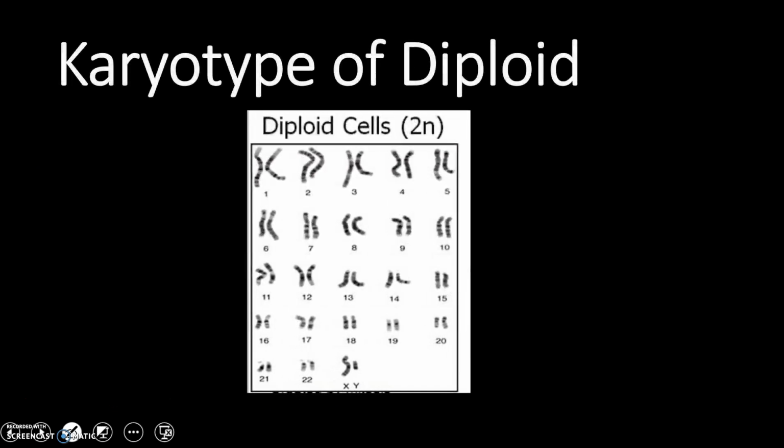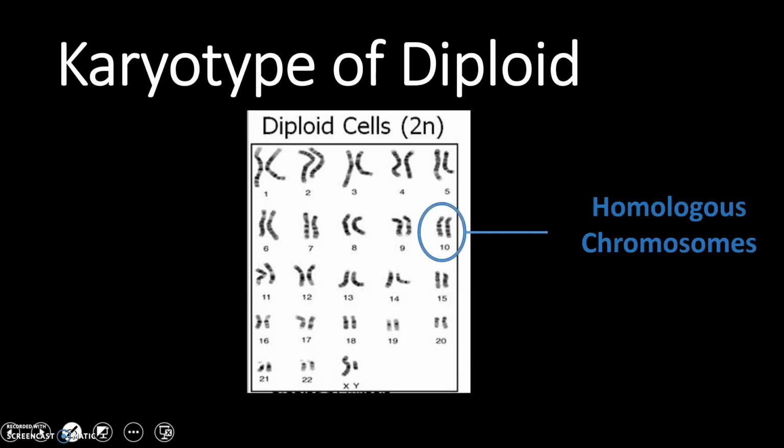If you look at a diploid cell, they have 2N, so they have the 2N number of chromosomes, and you notice that chromosome number 1 has 2 copies. Chromosome number 2 has 2 copies, 3 has 2 copies, and so on, all the way down even to the sex chromosomes. So how do we refer to those 2 copies? Well, if I'm talking about chromosome 10, both copies, we call those homologous chromosomes.